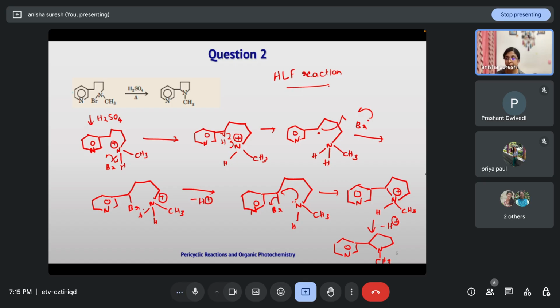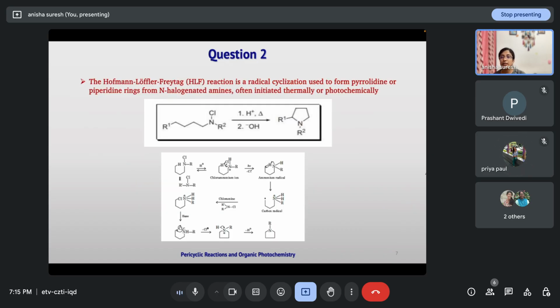Okay. So this is the Loeffler-Freytag reaction. It is a radical cyclization used to form pyrrolidine or piperidine rings from N-halogenated amines. Okay, it can be initiated thermally or photochemically. So this is the mechanism for the reaction.